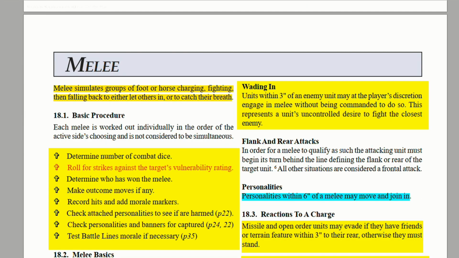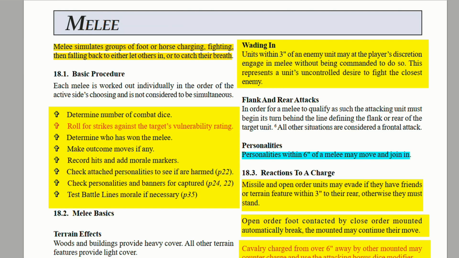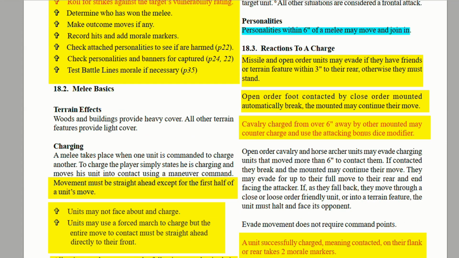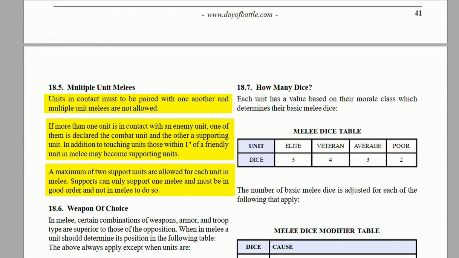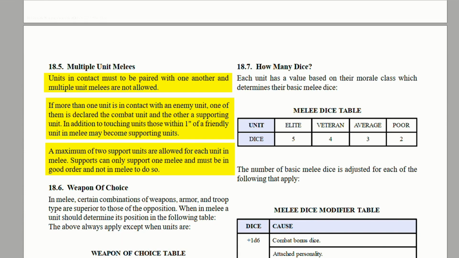Again, here are the melee procedures, wading in, which I was talking to you about before. Reactions to charges, cancelling a charge. Multiple melee: basically the unit with most contact with the enemy is the main unit, and you have supporting units, flank or rear, but you can have only 2 supporting units.